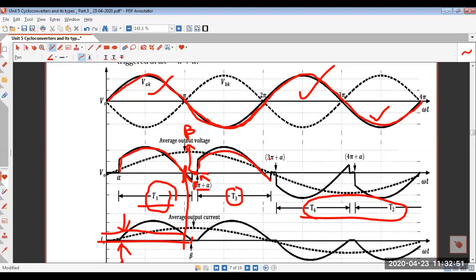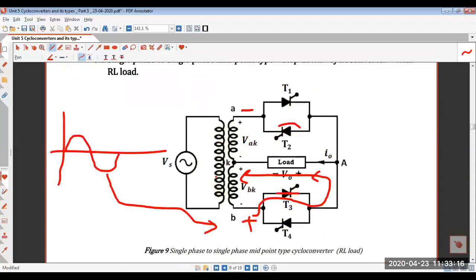So this is all typos. So now, from omega t equal to beta to omega t equal to 2 pi plus alpha, you don't have any output voltage. Why is it so? Because you're not conducting any SCR. Then let us come back to the circuit diagram.